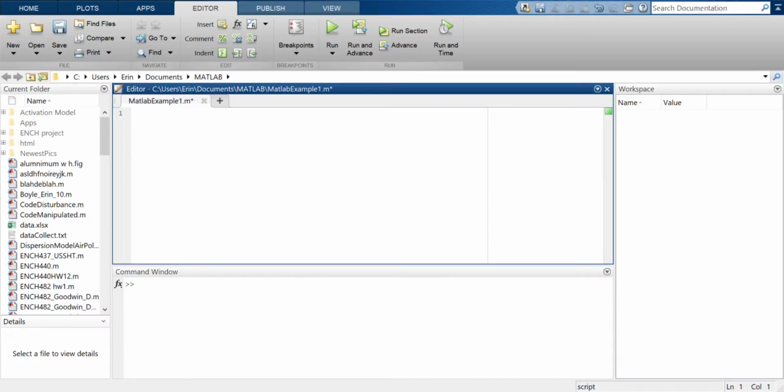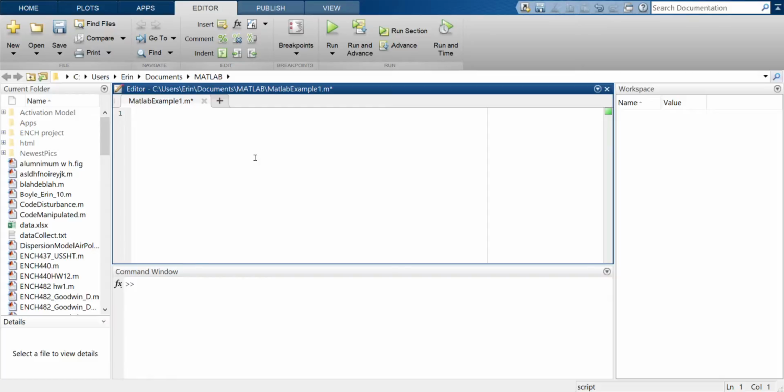Alright, next we're going to go over how to use Matlab as a calculator. Matlab performs a lot of mathematical operations. Basically anything you can think of, Matlab can do, even higher level math. So we're just going to go through a very, very broad overview.